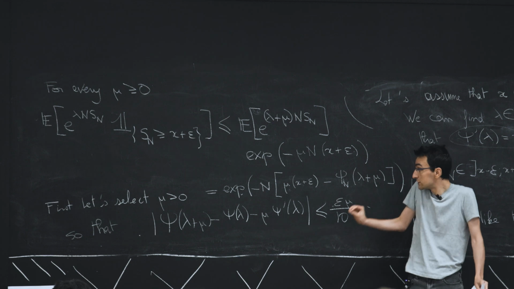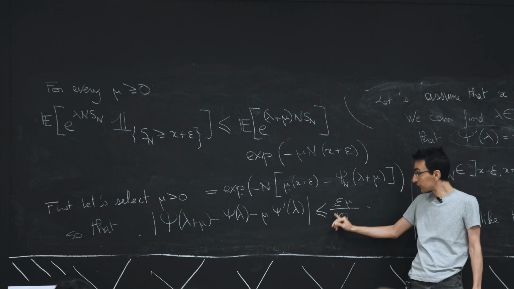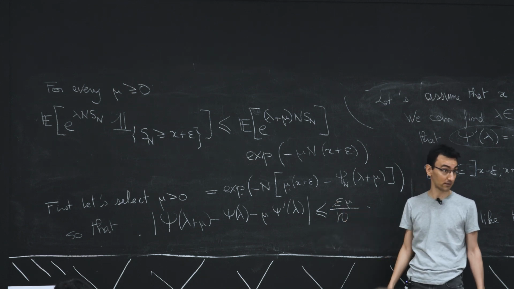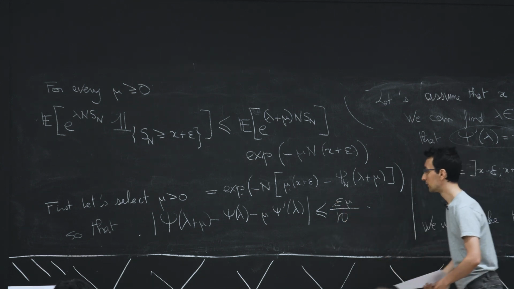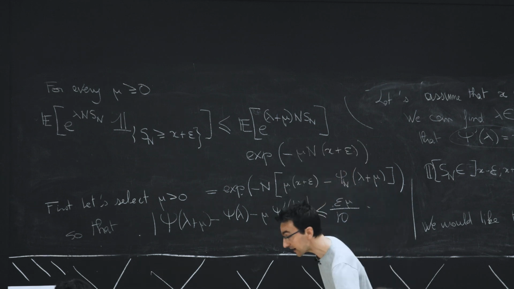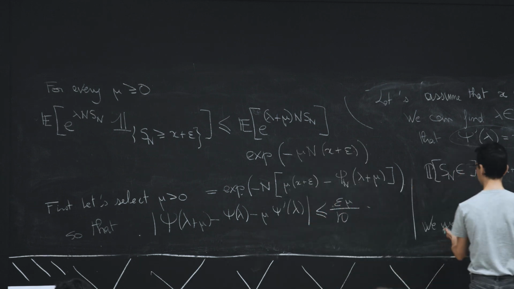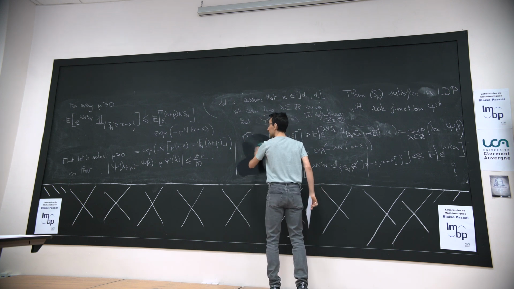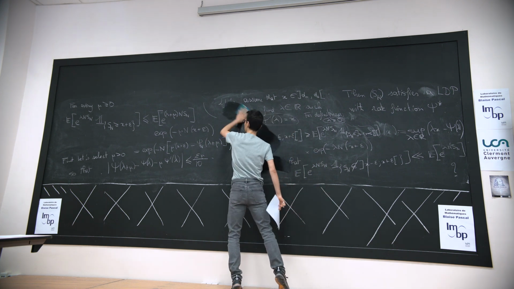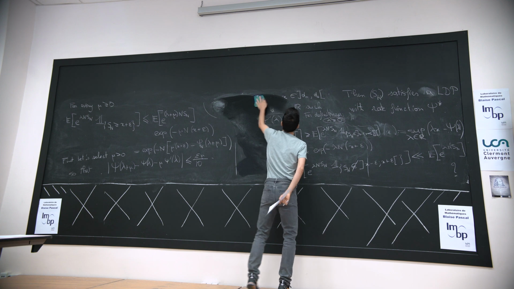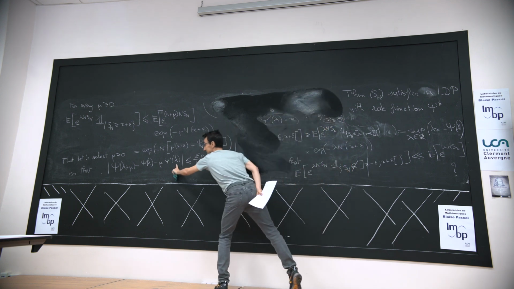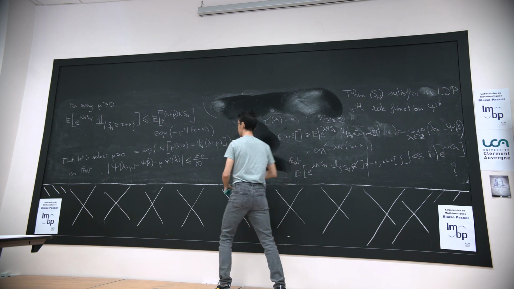In particular, if mu is small enough, this prefactor is supposed to go to 0, so I can make it smaller than epsilon over 10 if I like. Here I only use the assumption for psi. And now I'm going to use pointwise convergence of psi n towards psi. Remember, I'm erasing it, but this guy is x. Let me write it.